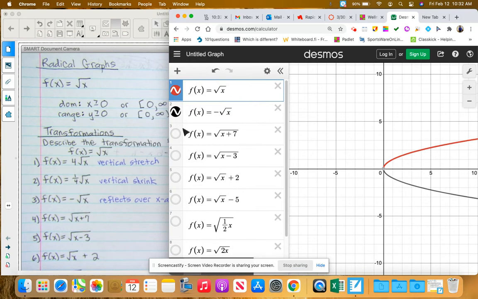Okay, so that's it for that one there. So it's a reflect. If you have a negative in the front, it reflects over the x-axis. All right, so let's see what happens.